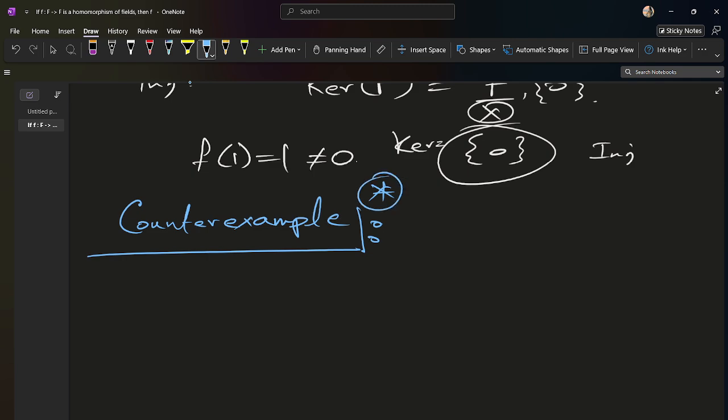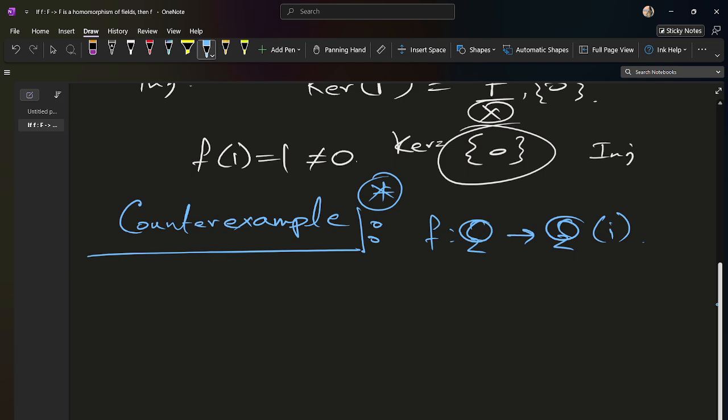If we take a field homomorphism from Q to Q(i), where Q is the field of rational numbers and Q(i) is the field of Gaussian rationals, we know that f is a homomorphism of fields, but it's not surjective, since i does not belong to the image of f.